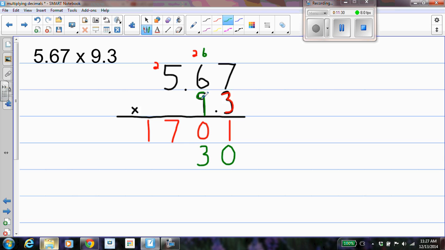Now I'm going to do 9 times 6. 9 times 6 is 54. 54 plus 6 is going to be 60. I put my 0 here. I regroup the 6 over here above the 5. The color coding works great because it's easy to look at what I'm working at here too. 9 times 5 is 45, plus the 6 is going to be 51.